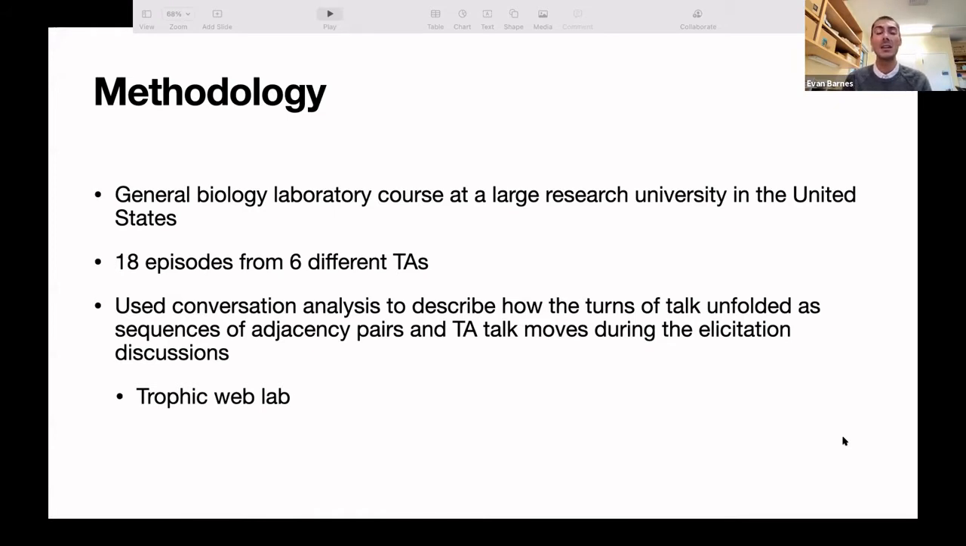Our elicitation discussion was split into 2 parts. In the first part, students observe a video and then they make a model of the flow of energy. And in the second part, they're introduced to a puzzling event about this spring ecosystem, and they're supposed to try to come up with explanations for that.